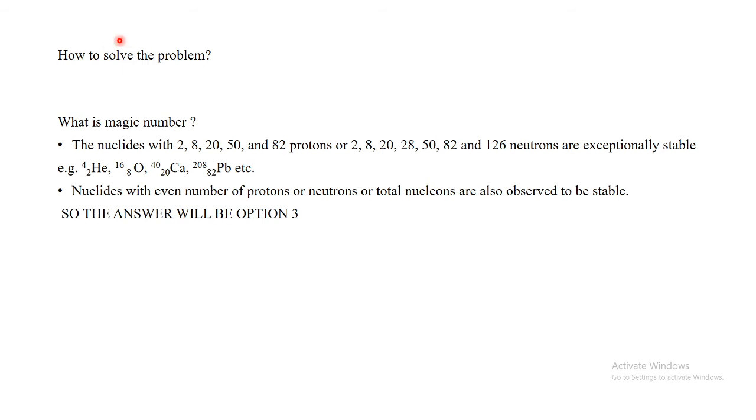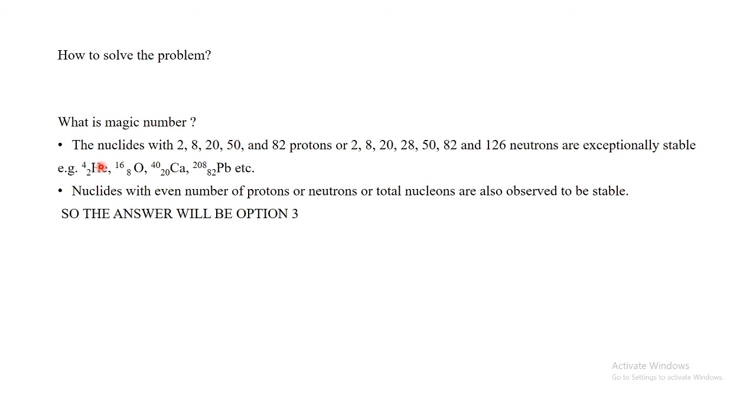So in order to solve the problem, we have to know what is a magic number. So the magic number is that nuclides with 2, 8, 20, 50 and 82 protons, or 2, 8, 20, 28, 50, 82 and 126 neutrons are exceptionally stable.